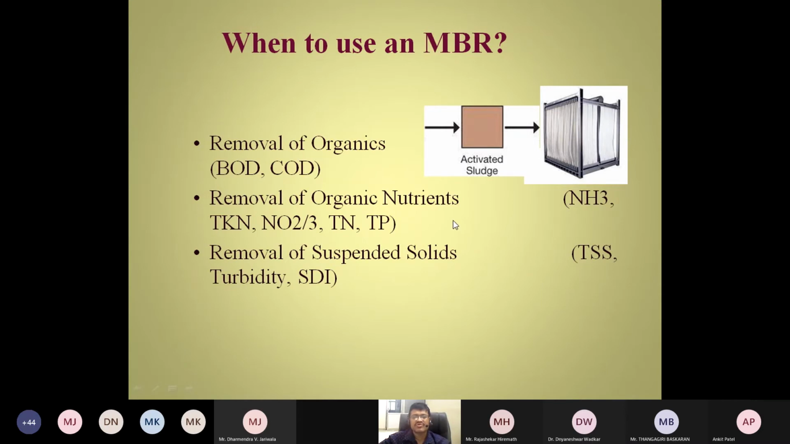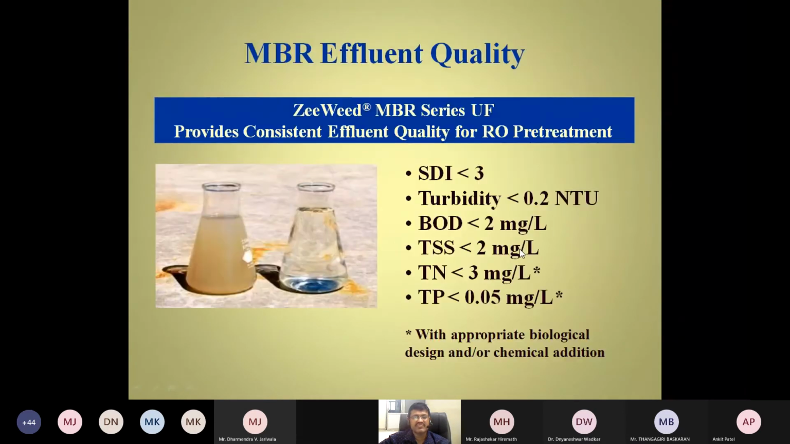Okay. So, the wastewater which we are getting after this membrane bioreactor is of very good quality. Turbidity less than 0.2 NTU. BOD you can go up to less than 2 milligram per liter. TSS is less than 2 milligram per liter, nitrogen less than 3 milligram per liter. So very good quality. This is the normal effluent quality after this MBR.